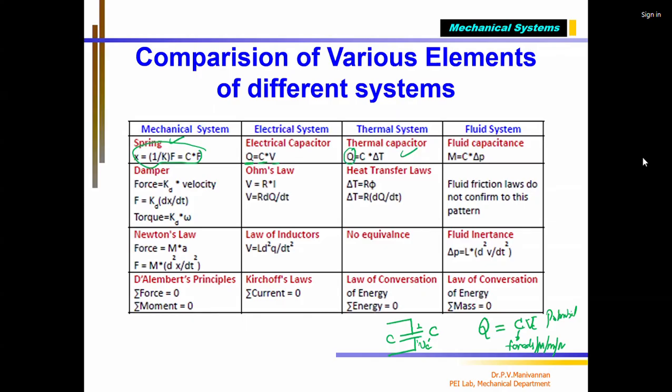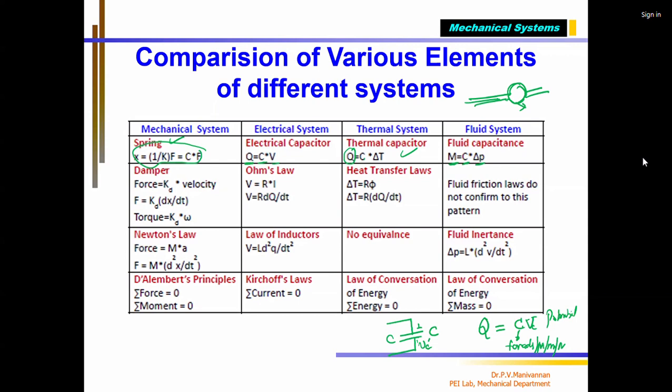Fluid capacitance, for example: I have a reservoir, and a pipe connected to it, so fluid is going there. This is called a reservoir, nothing but a storage tank. The amount of fluid is going to be C, the capacity of the reservoir, multiplied by delta P. This is called fluid capacitance.